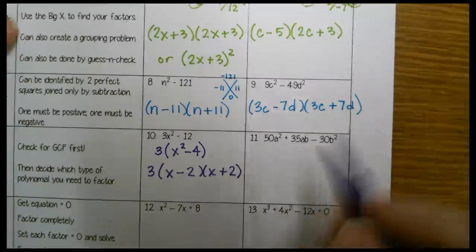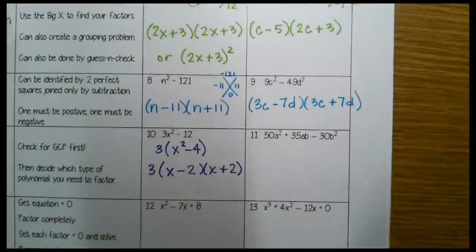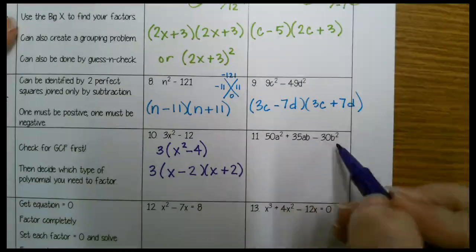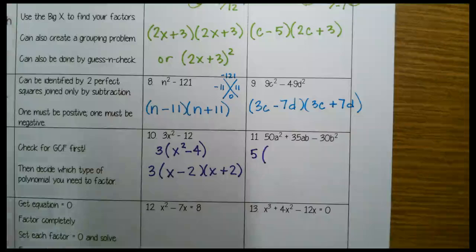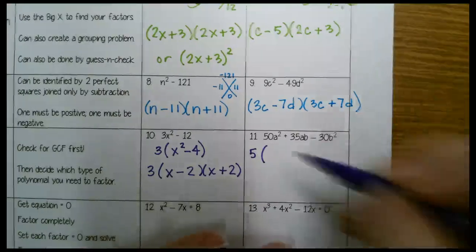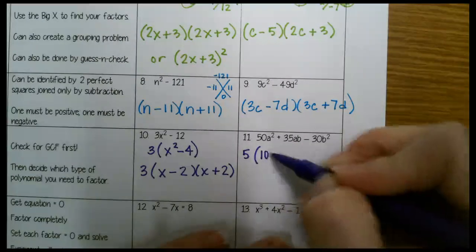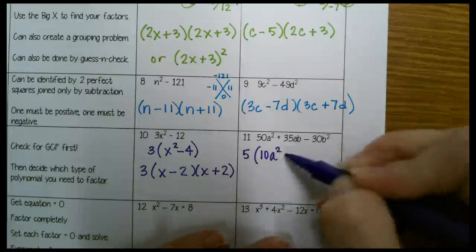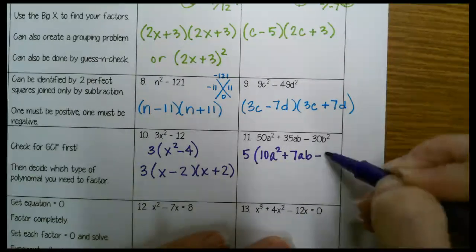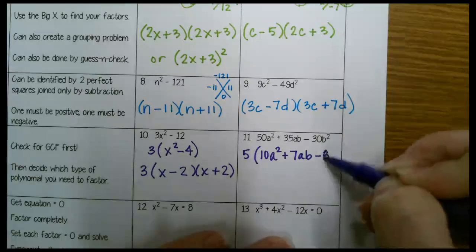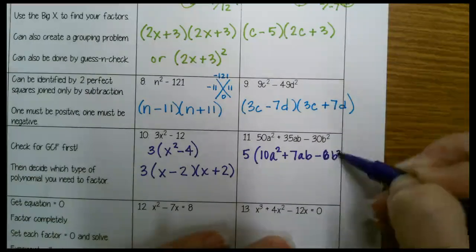All right, next up. First thing I'm going to do is look for a GCF, and I can see that all of those can be divided by 5. So I'm going to take that out. That'll make the problem a little bit easier. So now I'll have 10a squared plus 7ab minus 6b squared.